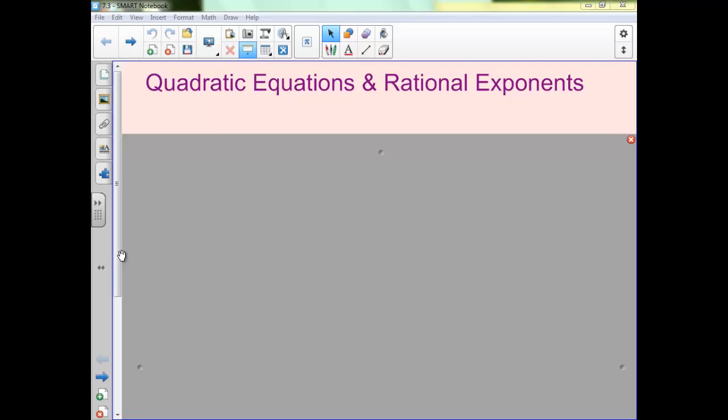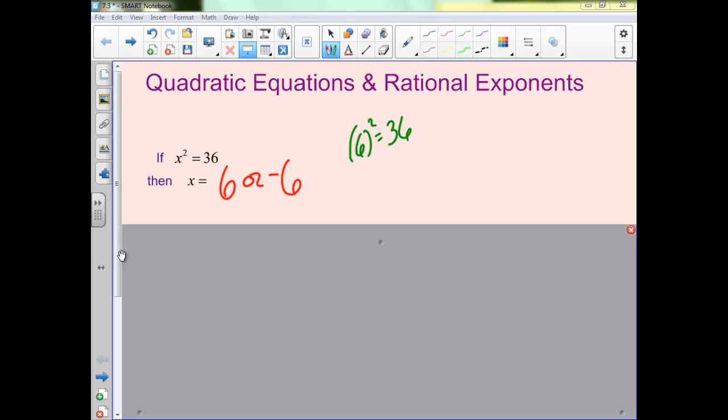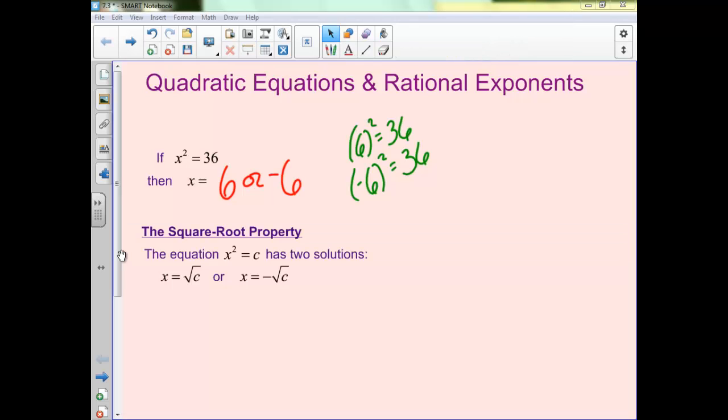So this section, quadratic equations and rational exponents. We're going to start with this. If we know that something squared is 36, then we know that something has to be either 6 or negative 6. That's because if we have 6 squared, we'll get 36, but also negative 6 squared will be positive 36. So either one of those, when we square it, will get us back to that 36.